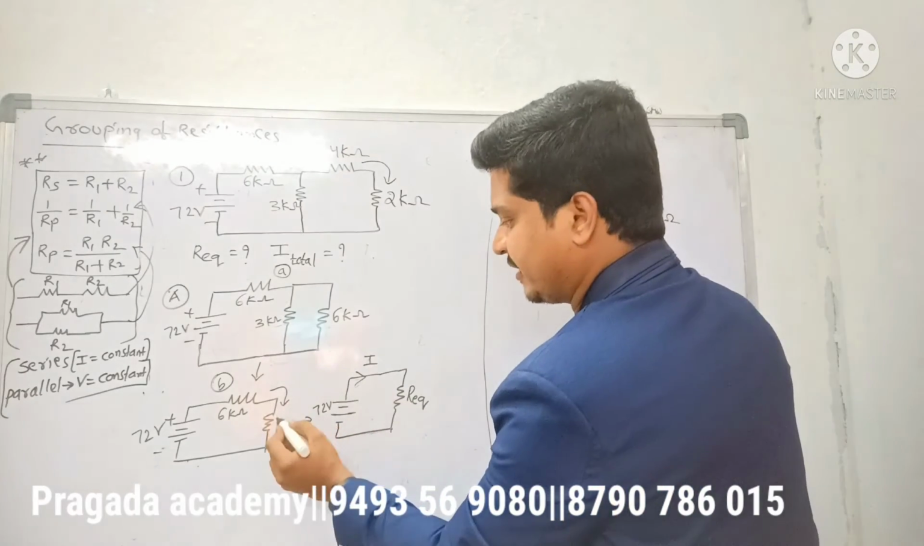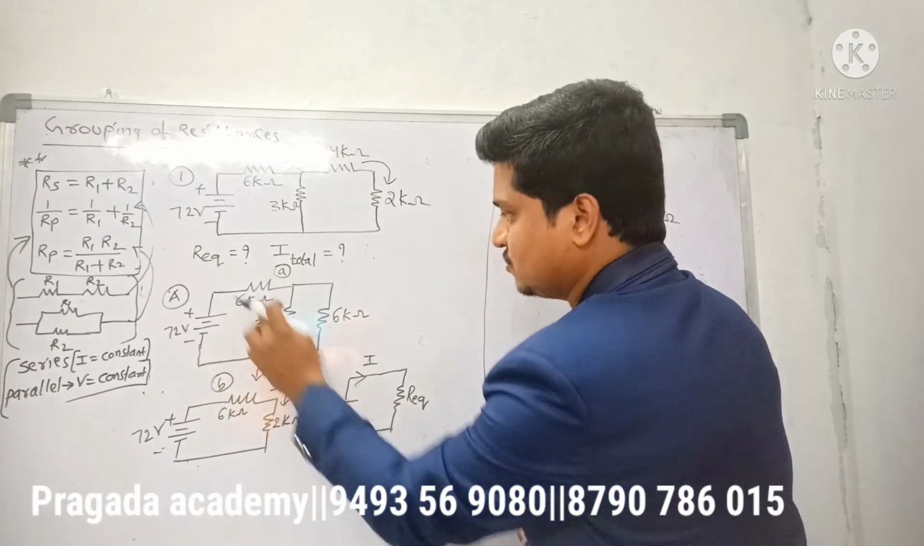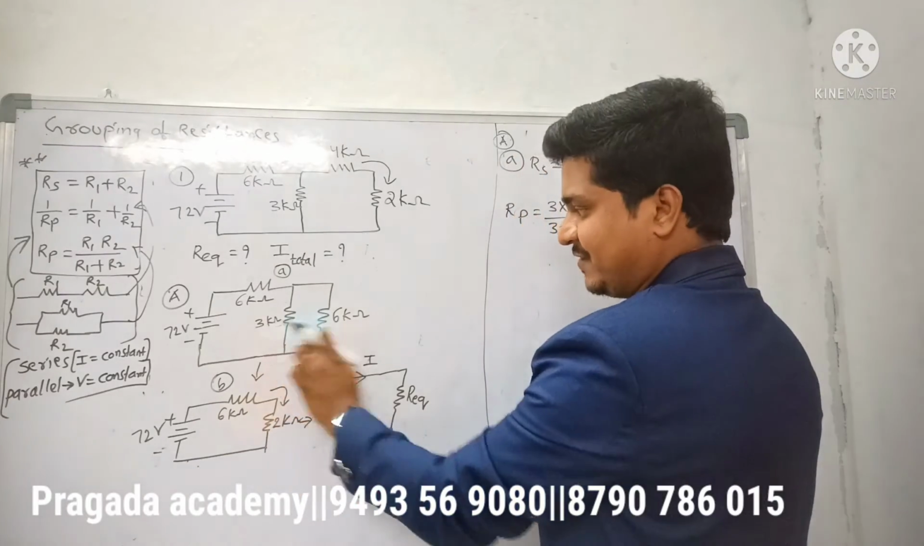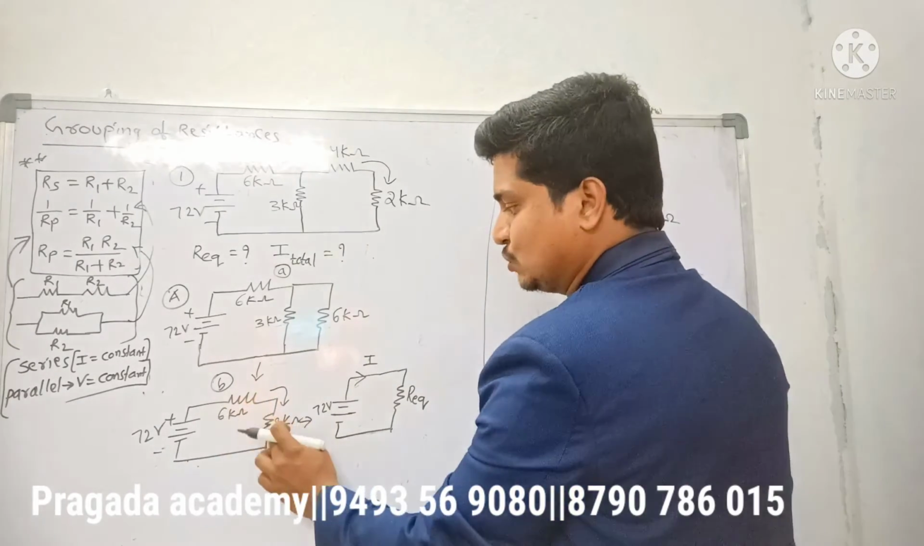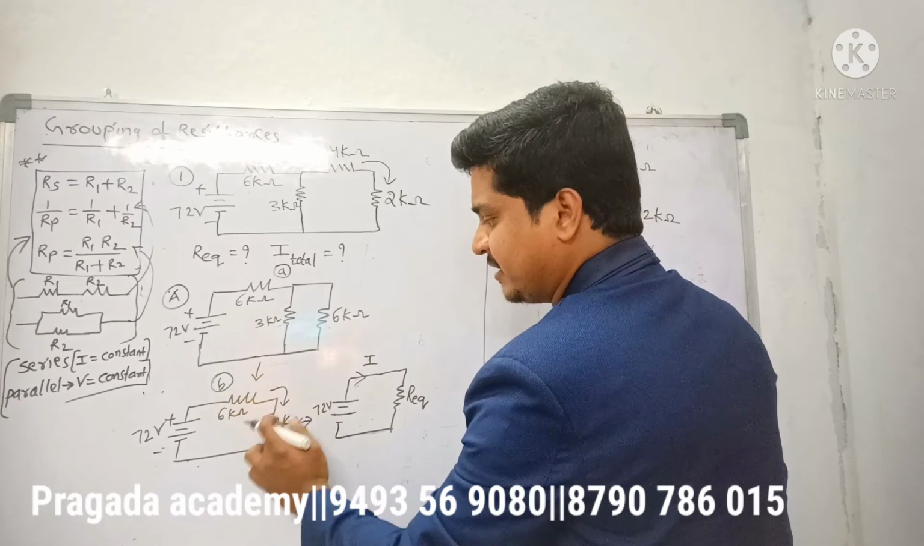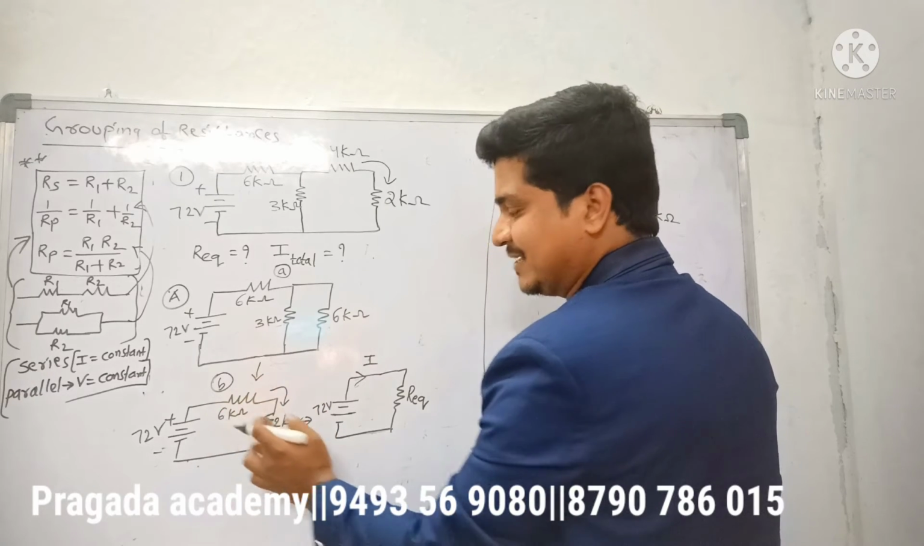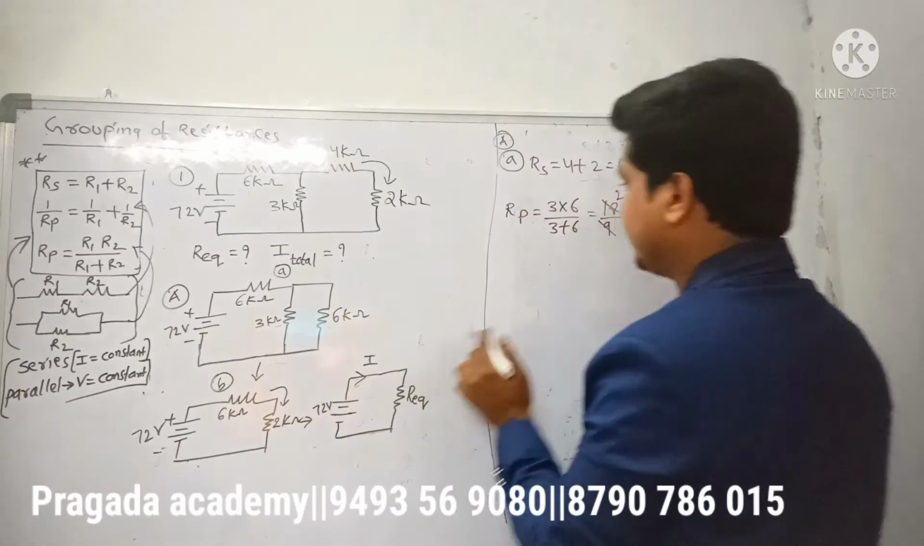So at the B step we can write 2 kilo ohm. So 6 as it is we can take. For 3 and 6 we got equivalent resistance value 2 kilo ohm. If you observe 6 and 2, the same current is flowing through 6 and 2, so both are in series combination.